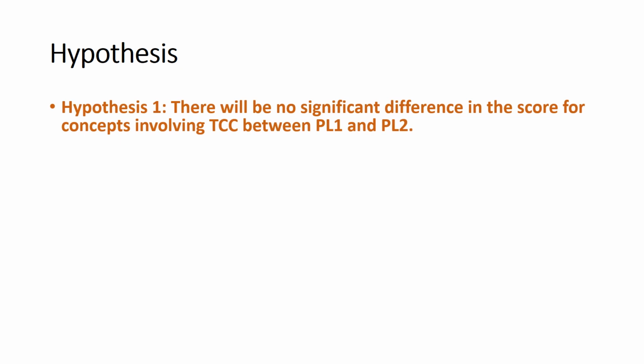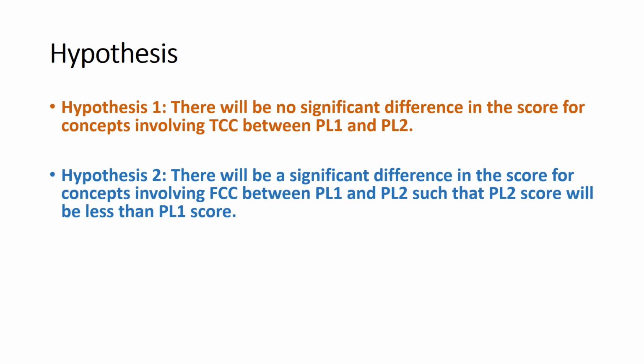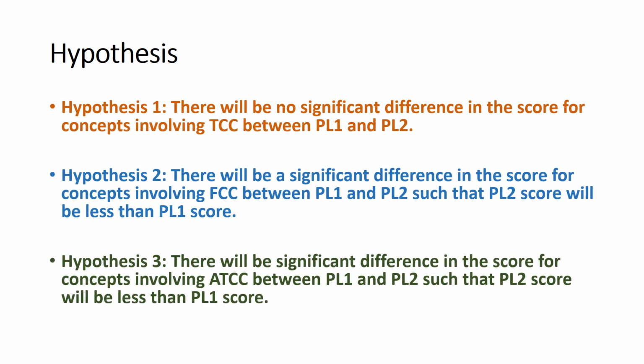Hypothesis 1. There will be no significant difference in the score for concepts involving TCC between Programming Language 1 and 2. Hypothesis 2. There will be a significant difference in the score for concepts involving FCC between Programming Language 1 and 2, such that Programming Language 2 score will be less than Programming Language 1 score. Hypothesis 3. There will be significant difference in the score for concepts involving ATCC between Programming Language 1 and 2, such that Programming Language 2 score will be less than Programming Language 1 score.